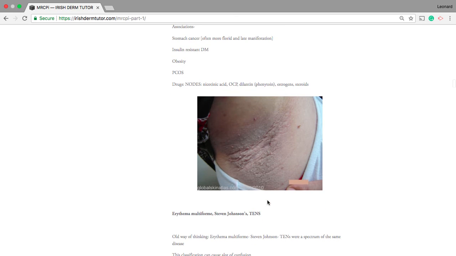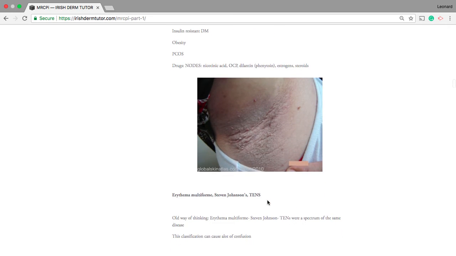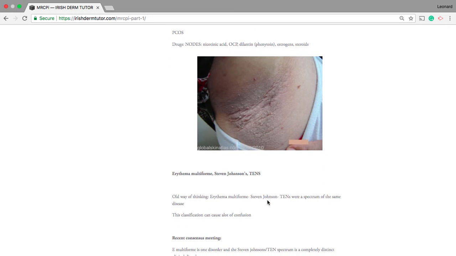Now move on to erythema multiforme, Stevens-Johnson syndrome, and TEN. It's a bit complicated, so just bear with me for a minute or two, but the old way of thinking was that erythema multiforme, Stevens-Johnson syndrome, and toxic epidermal necrolysis were a spectrum of the same disease, and this classification has caused a lot of confusion over the years.